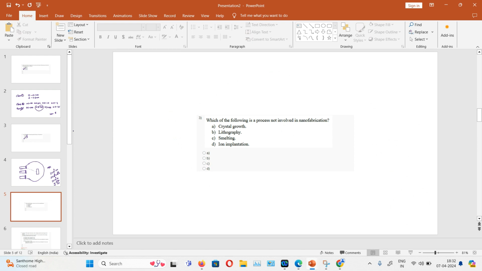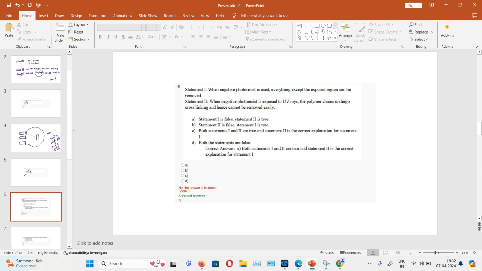So the process not involved in nanofabrication is smelting. So the answer is C. Okay. Going to the next question. Oh, sorry, I forgot, that answer I also put it here.